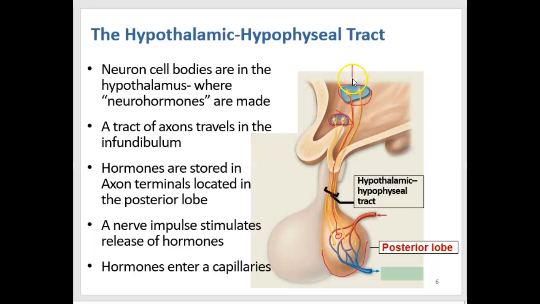If a nerve impulse, or some sort of stimulus, stimulates these neurons, they will send many action potentials down the length of the axon, and that will cause the release of the hormones. So an impulse that runs the length of the axons will result in the release of hormones. And then these hormones will enter the blood capillaries. And these blood capillaries are different than the capillaries that are in the anterior lobe. This is a specific capillary bed that surrounds the posterior lobe.